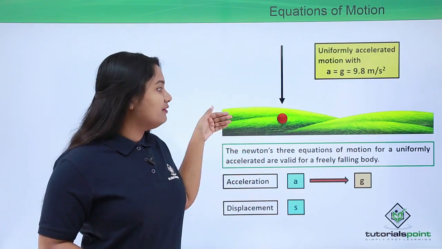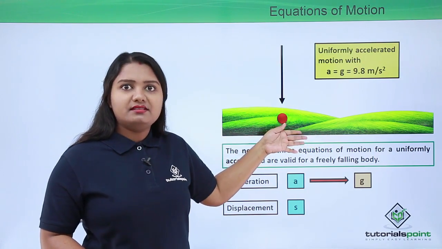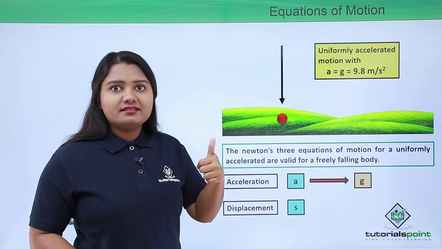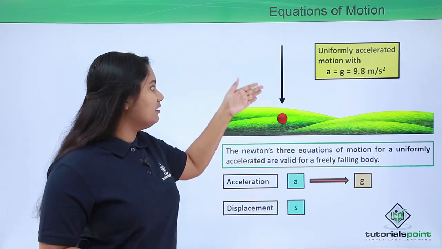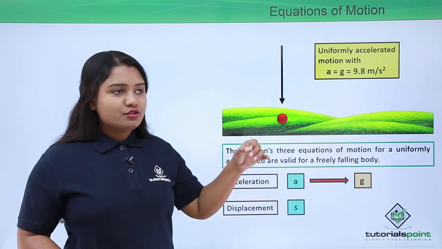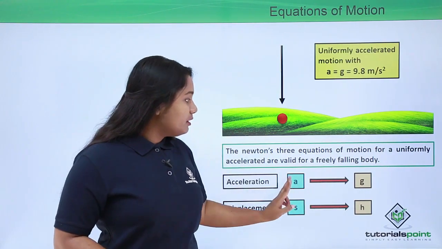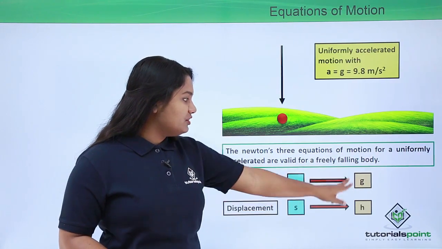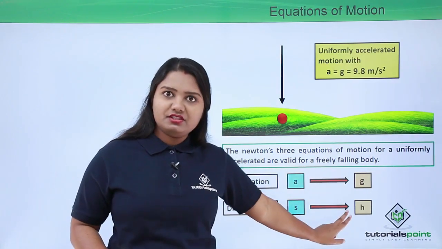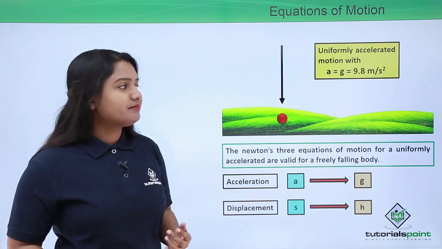Another thing that we need to replace is the symbol for displacement, which is s in those expressions. But here we don't have displacement as such. We don't have horizontal displacement as such. We have a vertical distance or vertical displacement here in this case, which is denoted by a certain height. So we'll be taking that vertical displacement as h. So here we will be replacing a by g and s by h in all those three equations of motion. So let us do that.